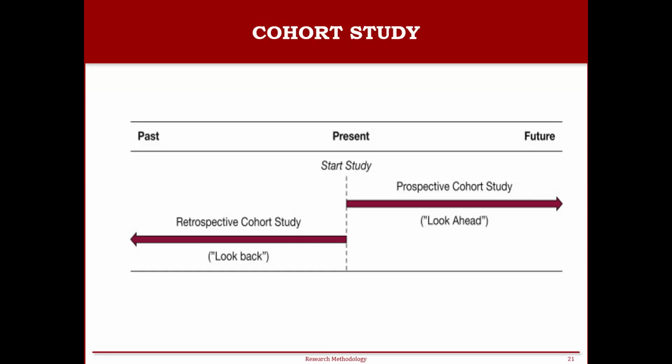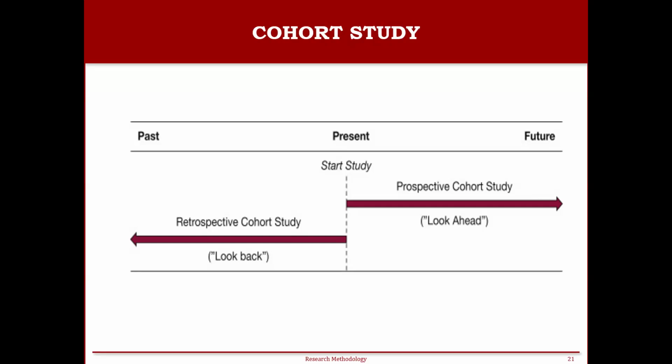And then the next one is the prospective cohort study. In a prospective cohort study, we look ahead and we continue. We don't look back, we look ahead and continue it in the future. Researchers can select a group of individuals and follow them over time. They can collect the data from time to time, and they can study.